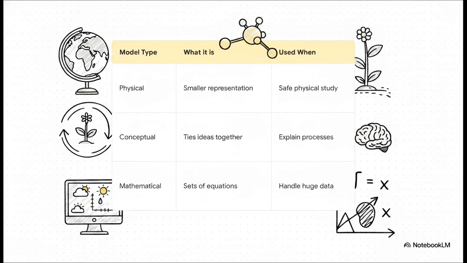First up, physical models. These are smaller, simpler representations of something, like a globe of the Earth. Scientists choose this when they need to safely study a physical portion of a much larger object. Next, we have conceptual models. These tie together different ideas to explain a phenomenon, kind of like a diagram showing the step-by-step life cycle of a plant. Finally, mathematical models. These are sets of complex equations, usually run on super powerful computers. Scientists use these to handle massive amounts of data, like predicting the future through your daily weather app.